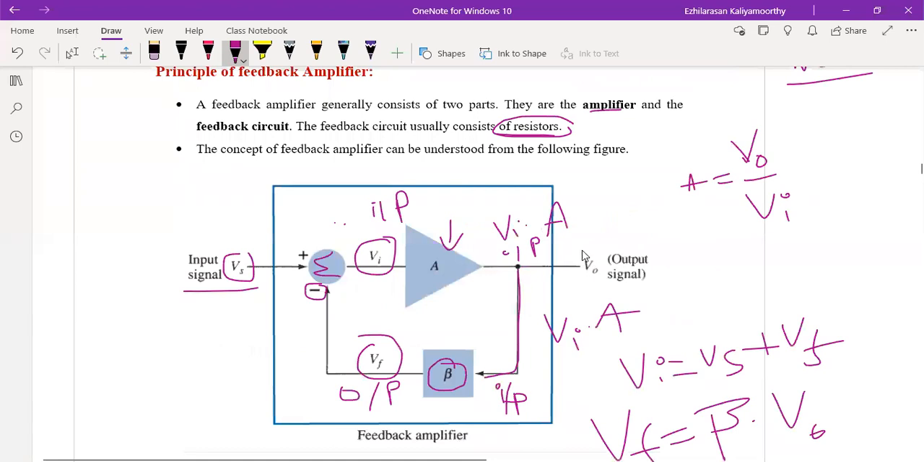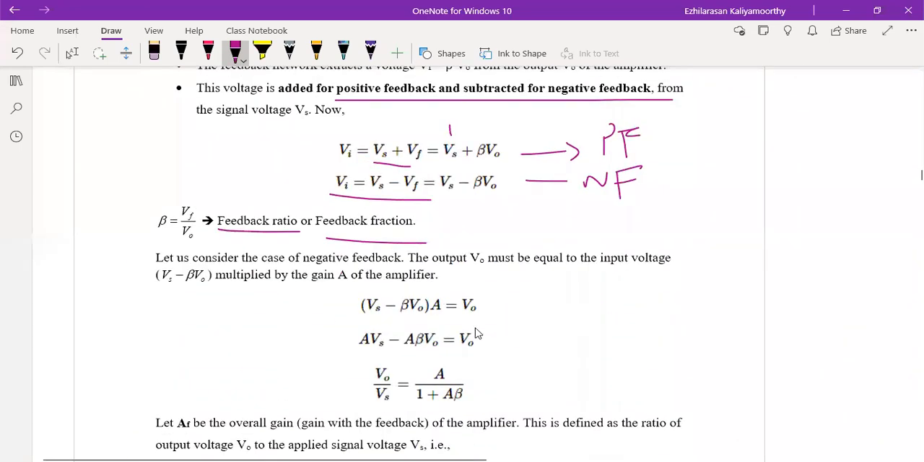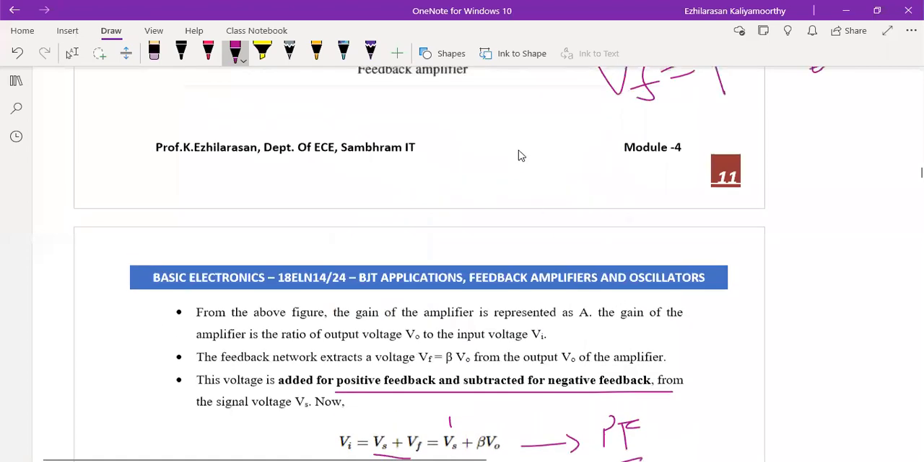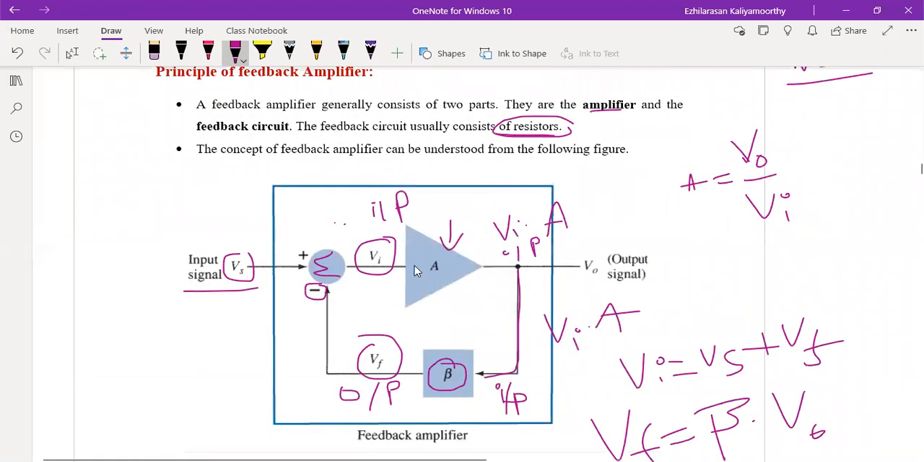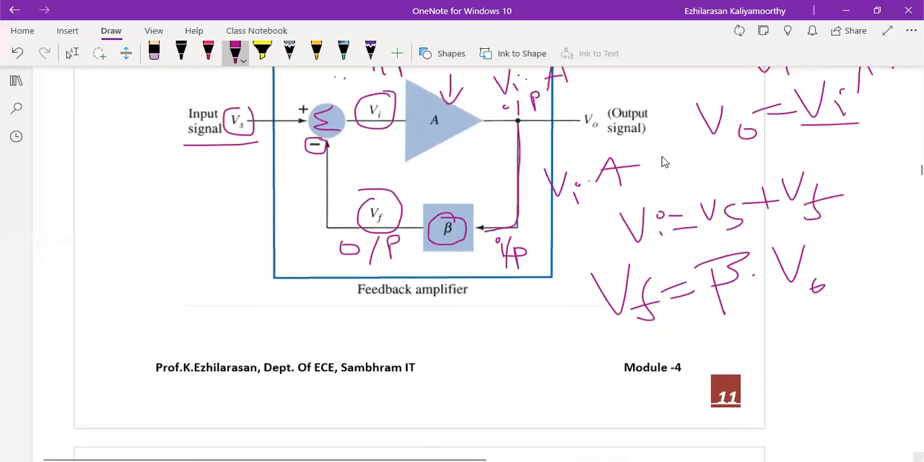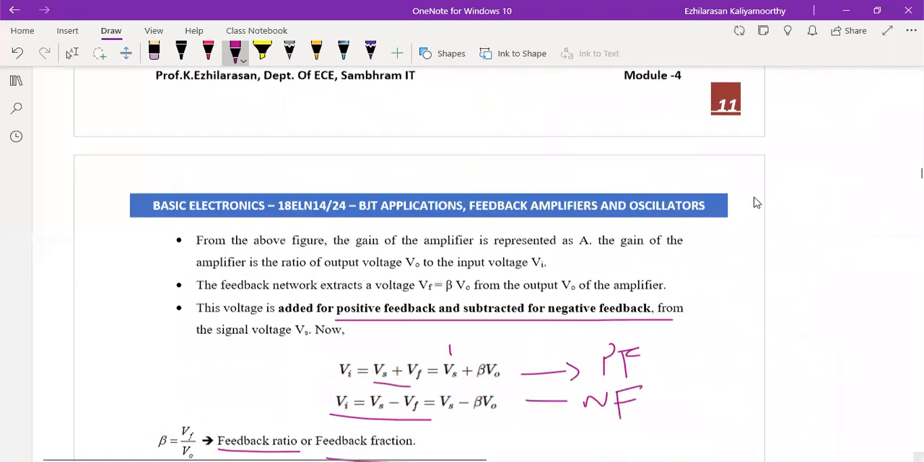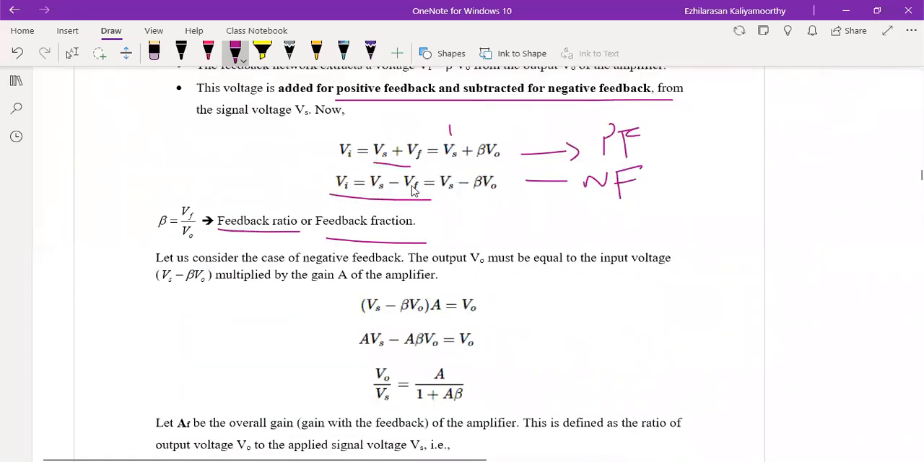Here, this V naught. What is this V naught now? Very simple. We can say V naught is equal to A into Vi, because this is A, correct? That is V naught. V naught is equal to Vi into A. Now we already know what Vi is. Vi is nothing but Vs minus Vf, or can be written as Vs minus beta into V naught.